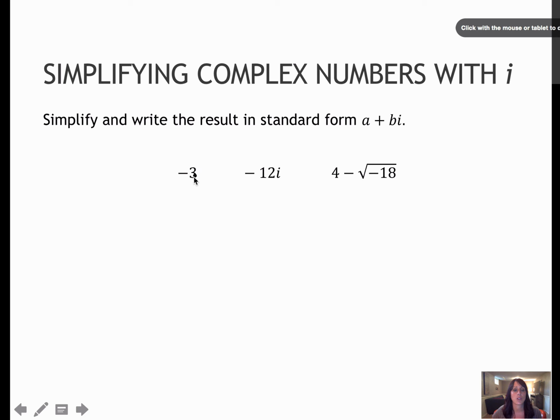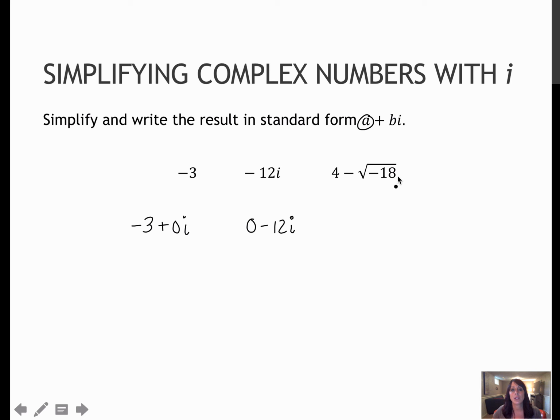So first, of course, if I was just looking at -3, that would be a real part. So writing it in standard form, I would write -3 or -3 plus 0i. So there was no imaginary part. For my second one, there's no real part, there's just an imaginary part, so I could write that as just -12i or 0 minus 12i.